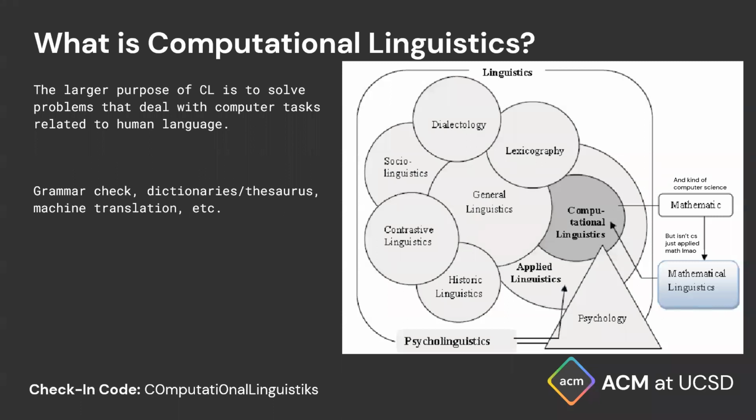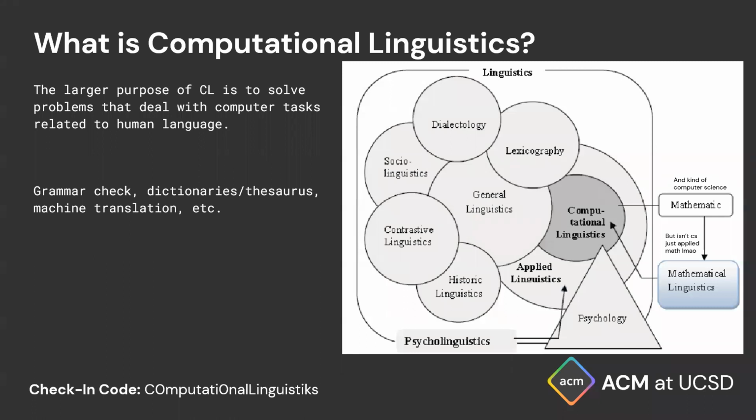So the larger purpose of computational linguistics is to solve and understand problems that deal with computer tasks related to human language. As language is such a large part of our society, this means that the scope of the field is quite broad. Things like spell check, machine translation, that predictive text that you use on your phone are all some applications of this work.